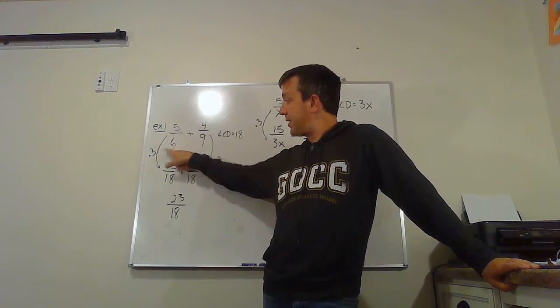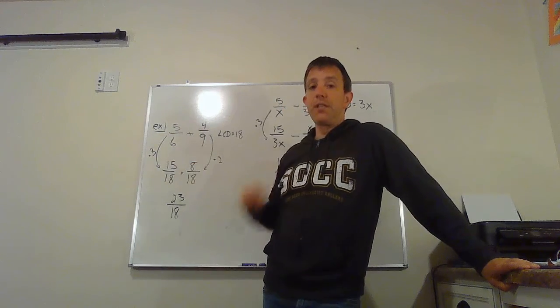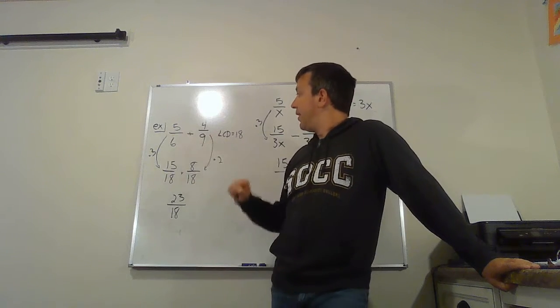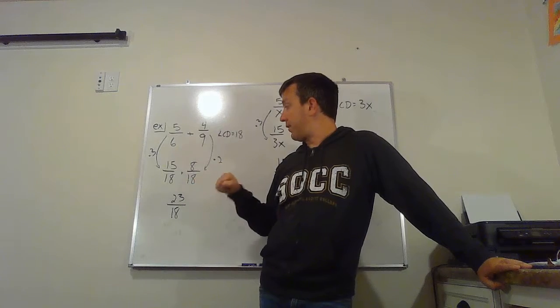To get from 6 to 18, I need to multiply by 3. So I multiply top and bottom by 3, which gives me 15/18. For 4/9, 9 needs to be multiplied by 2, so I multiply both by 2 and get 8/18.